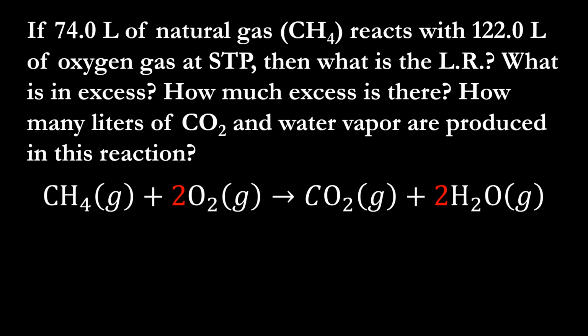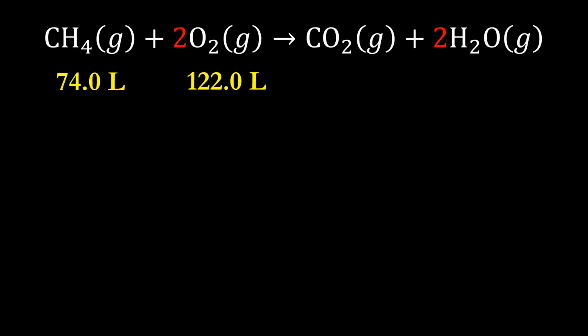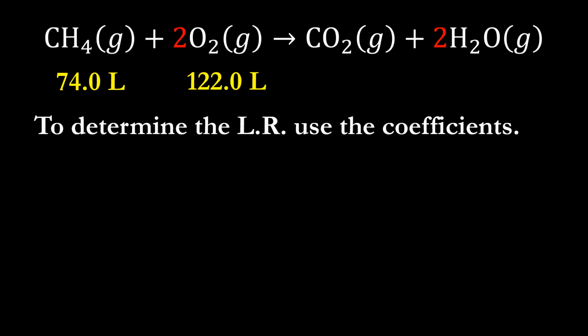So we've got to start with our balanced chemical equation. The problem tells us that we have 74 liters of natural gas, so we'll write that underneath the methane, the CH4. It tells us that we have 122 liters of oxygen gas, so we'll put that underneath the oxygen. And then it asks us how many liters of carbon dioxide and how many liters of water vapor will be produced in this reaction. This is the information that we have so far, and what we need to do is determine what the limiting reagent is using these numbers and the coefficients of the balanced chemical equation.